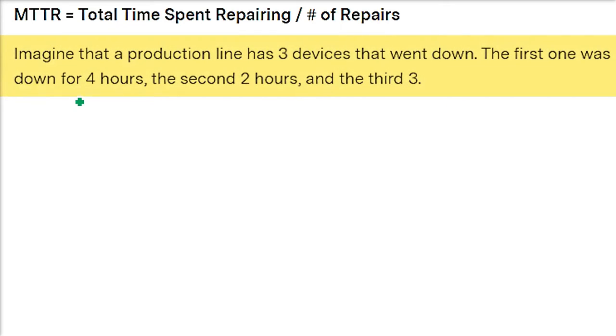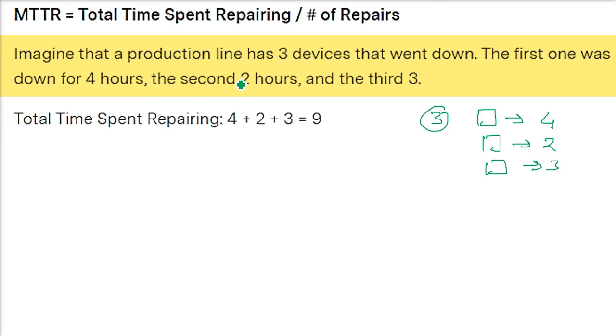So just imagine that a production line has 3 devices that went down. The first one was down for 4 hours. The second was down for 2 hours. And the third for 3 hours. How to find out the MTTR? So what is the total time spent in repairing? 4 hours, 2 hours, 3 hours, add them. 9. What are the number of devices? 3. Divide 9 by 3, you are going to get the MTTR, which is 3 hours.